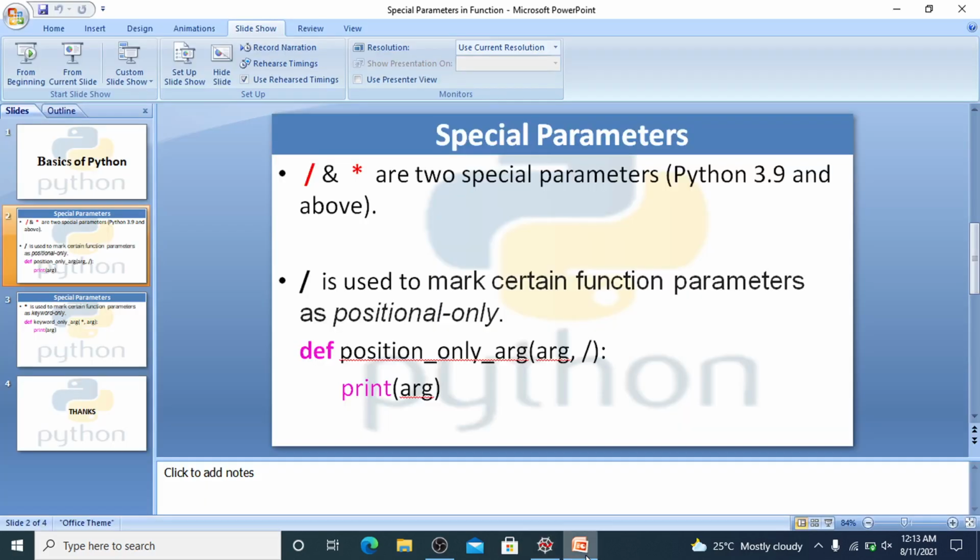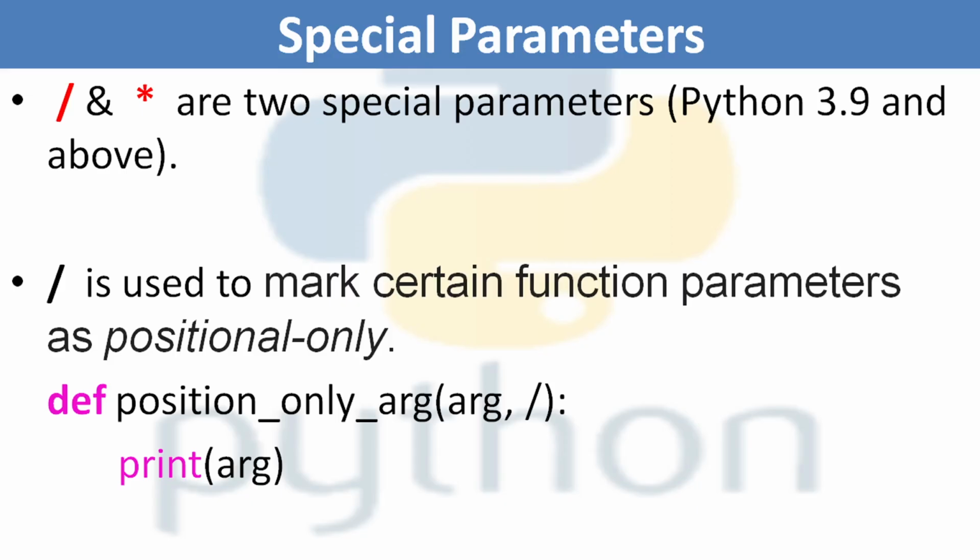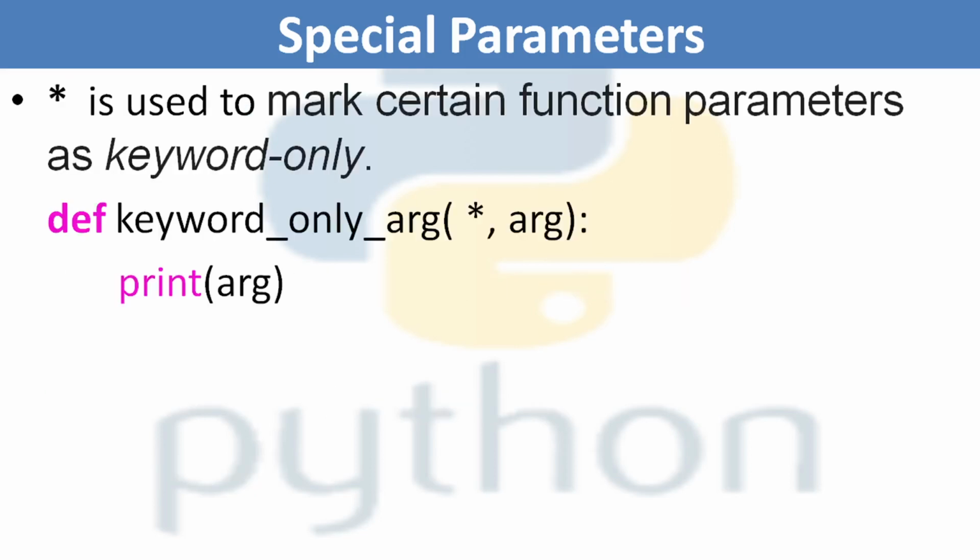Now there is another special parameter, star. It is used to mark certain function parameters as keyword only. So what happens here, in a keyword only function, when we pass this star, whatever arguments are after it will become keyworded arguments only. You cannot pass the values of these arguments by position. So let us take it in our IDE again.